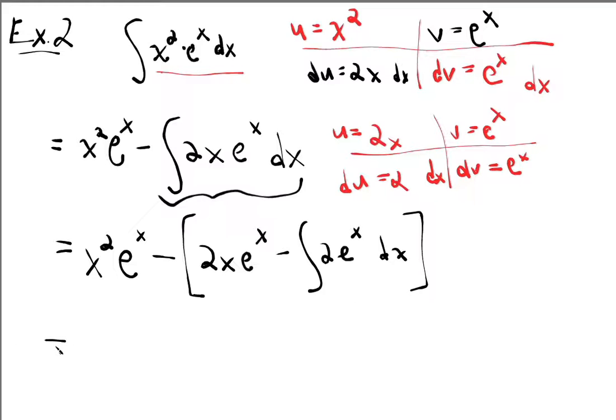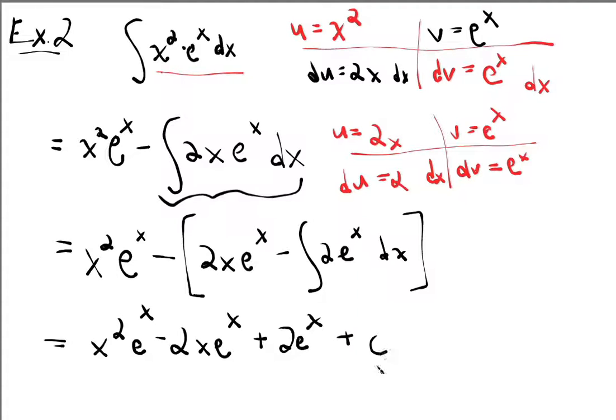Almost done. Final step, x squared e to the x. And here we have minus 2x e to the x. And then this is going to be minus minus, which will become plus. And the integral of e to the x is just itself, so it's 2 e to the x plus c.